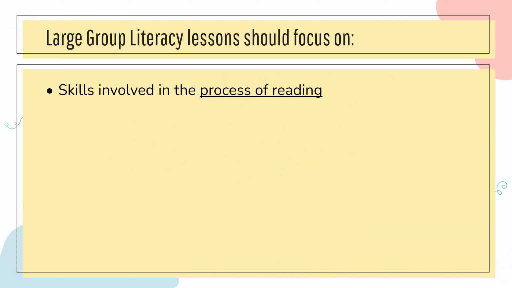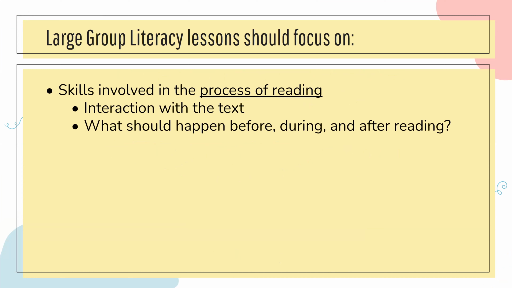So large group literacy lessons should focus on the skills involved in the process of reading, in the reading comprehension skills. So as teachers are doing shared reading and group reading experiences, they want the children to be interacting with the text. We want the teachers to be thinking aloud and modeling what do good readers do before, during, and after reading. Before they read, we might preview and make predictions, and during the reading of a story or a text, we might stop frequently and ask questions or talk about vocabulary words. And what do you do after you read a story? How do you respond to that story? Again, we want to focus on the skills involved in reading comprehension.